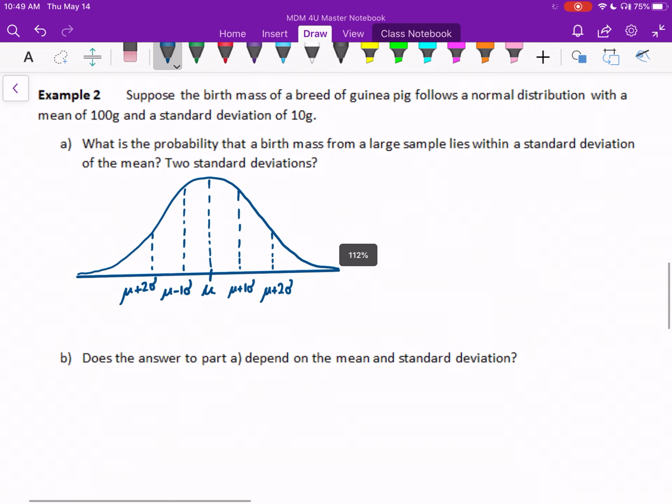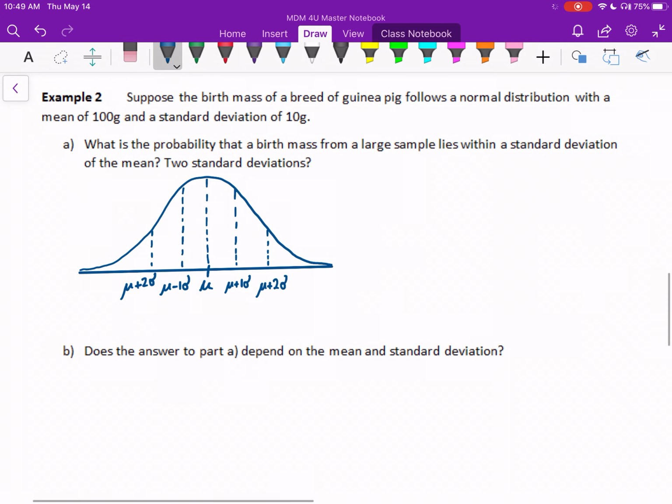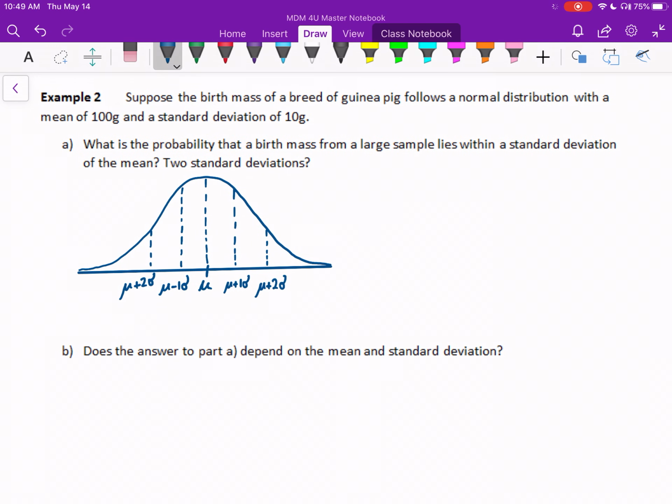Example 2. Suppose the birth mass of a breed of guinea pigs follows a normal distribution with a mean of 100 and a standard deviation of 10 grams. What's the probability that a birth mass from a large sample lies within a standard deviation of the mean? Well, it doesn't matter that we're dealing with guinea pigs. It doesn't matter that the average mass is 100 or the standard deviation is 10.